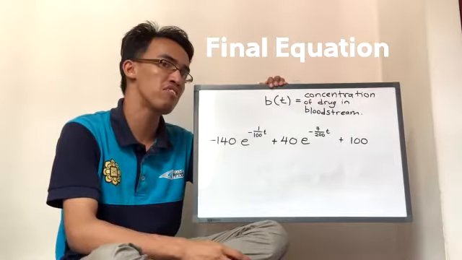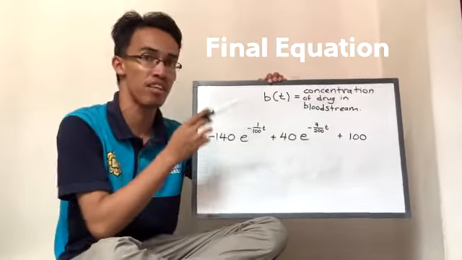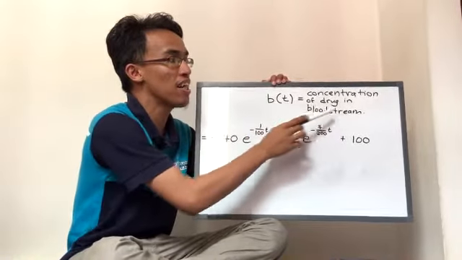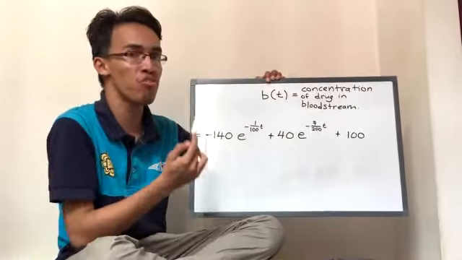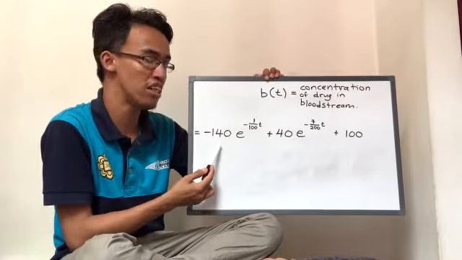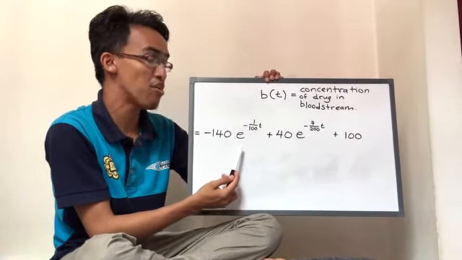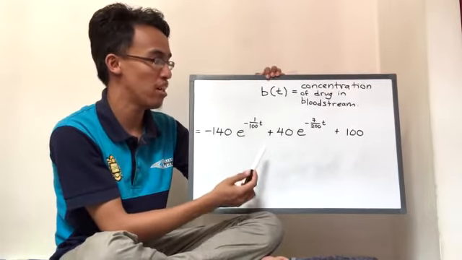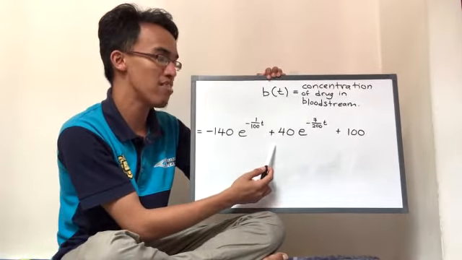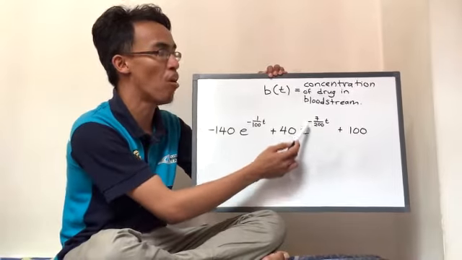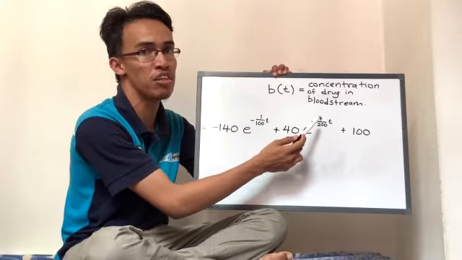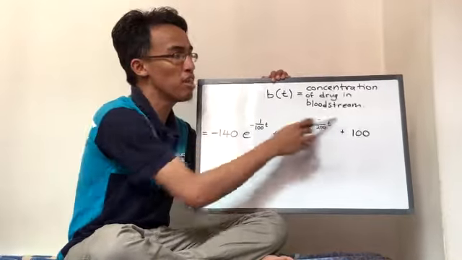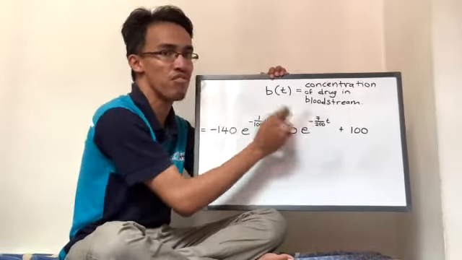After we perform the inverse Laplace on the equation just now, we get B(t), the concentration of drug in the bloodstream, which equals negative 140 e to the power of negative 1/100 t, plus 40 e to the power of negative 7/200 t, plus 100. So this is the equation of the concentration of drug in the bloodstream.